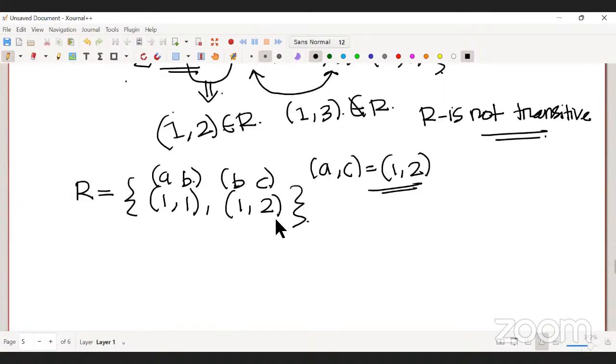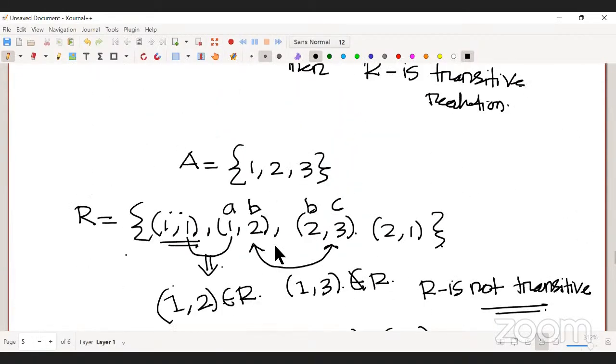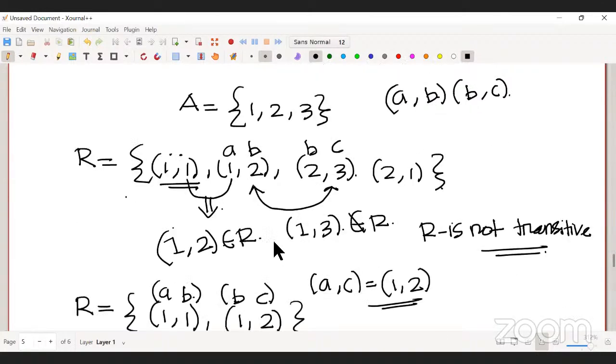So basically you need to check for all the possible pairs. You need to check for all the possible pairs which are of this form: A comma B, B comma C.